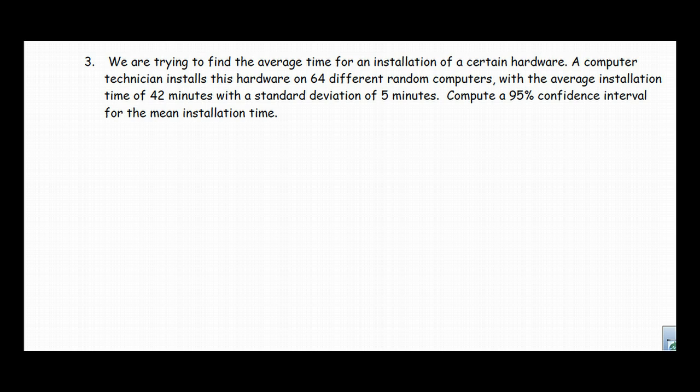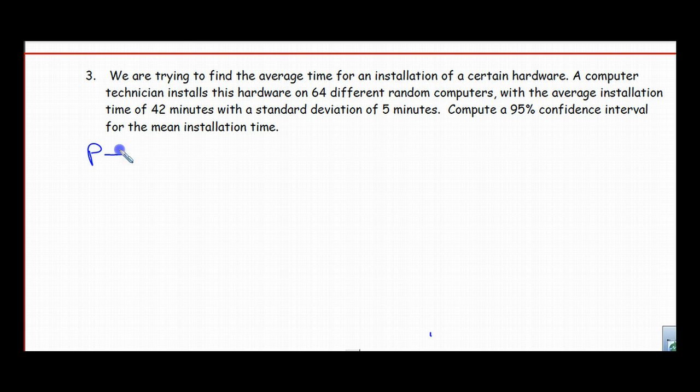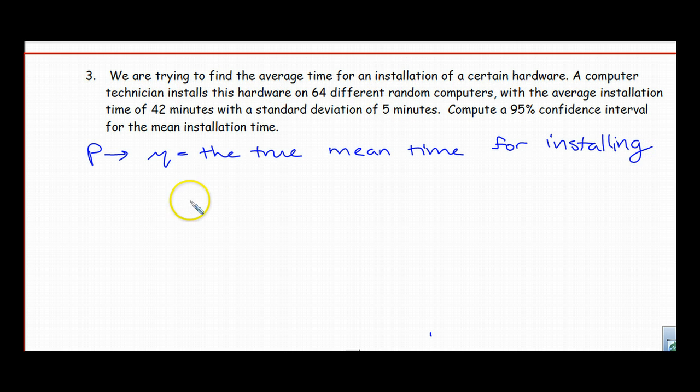All right, so let's run our PANIC here. Our P, our parameter, this time since we're doing mean, it's a mu. Mu equals the true mean, or you can say average, time for installing. It doesn't say what this hardware is, but we're just going to say for installing the hardware. A, it doesn't say to assume everything's correct, so let's go ahead and run through. It does say, does it say random?